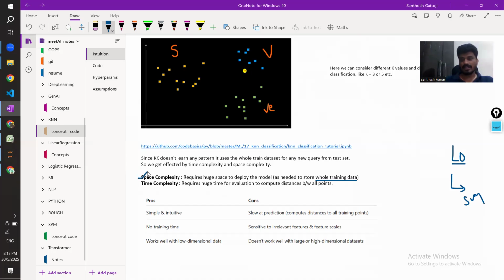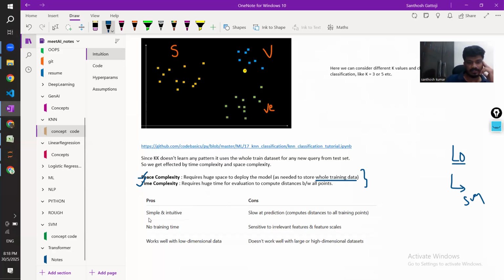Secondly, when you pass a new test data point, it again needs to calculate the distance from all the 10,000 or 10 lakh data points. That will take more time. So usually we face these two problems: space complexity and time complexity. Agree? Now we are going to see a few pros and cons.